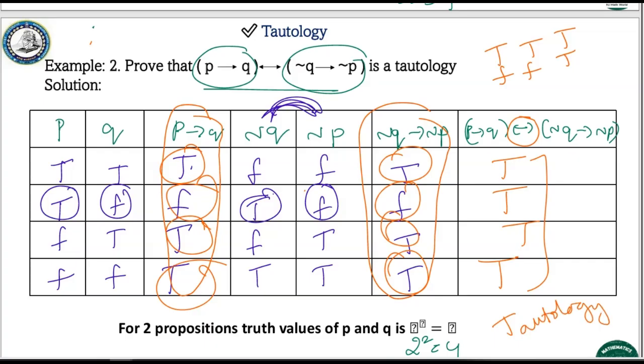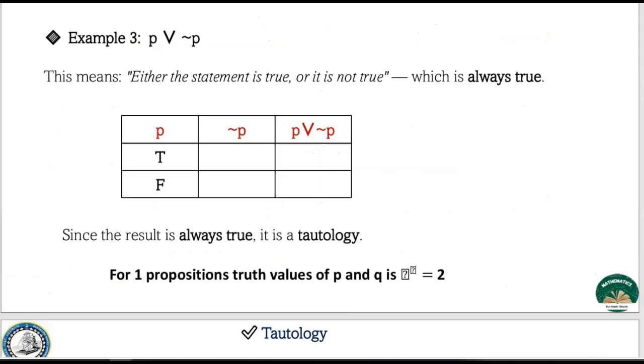Then moving on with the next question, which is: either the statement is true or it is not. Which is always true? Let me check how to do this. P negation will be F and T. Then P or negation Q. What is the condition for or? It is FF, it is F. Otherwise it is true. So here there is no FF, so the answer will be true. Since the result is always true, it is a tautology.